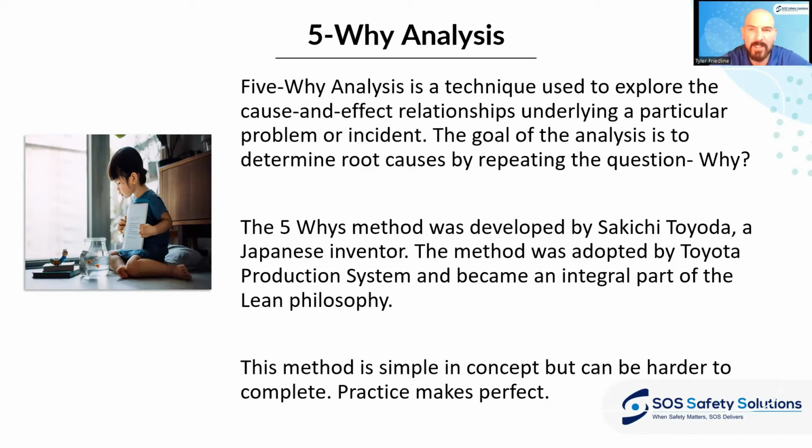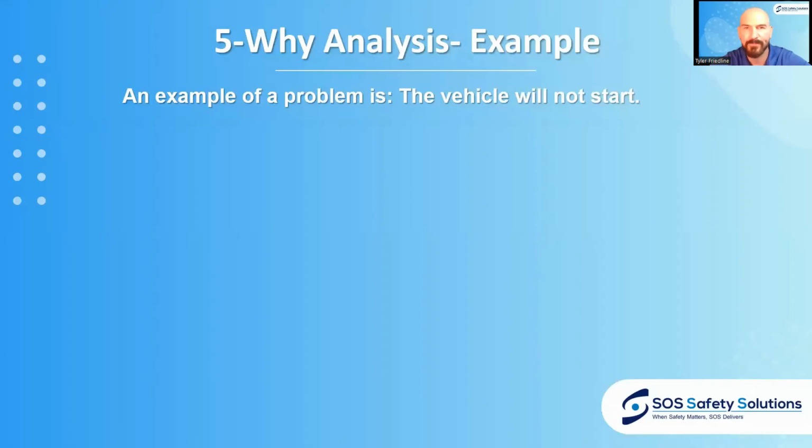Where does the 5 why analysis come from? It comes from Sakichi Toyoda, a Japanese inventor and industrialist. The method of 5 why analysis was first adopted by the Toyota Production System, and it's part of lean philosophy, Six Sigma, stuff like that today. It's simple in concept, but it can be harder to complete. The more you do it, the better you're going to get at it. So we were just kind of doing that a little bit with our glass example. Again, you can see how it's difficult, and you might be going down a line of reasoning that doesn't make sense. That's okay. Go back to the top and try to get there. And we'll provide some examples here.